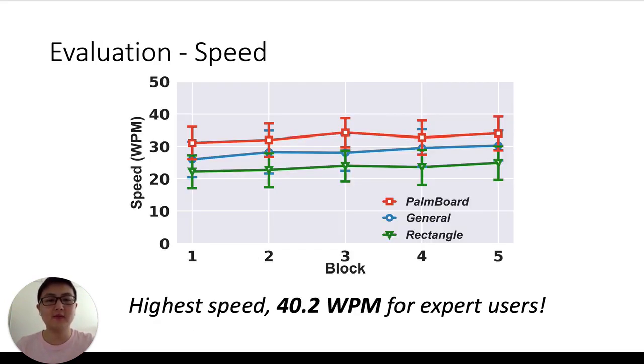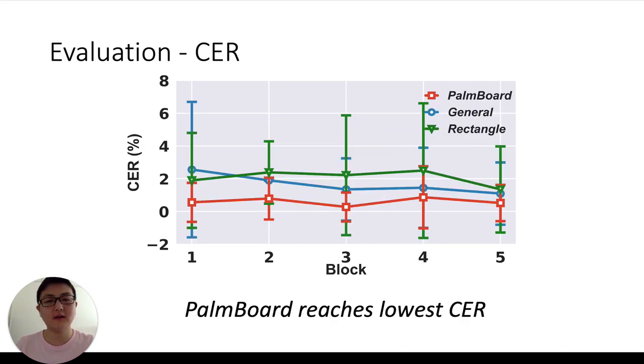We can see that PalmBoard mode achieves the fastest speed with an average speed of over 32 words per minute. Expert users could even achieve 40 words per minute after practice. It was much faster than existing one-handed touch text entry techniques on smartwatches and close to one-handed typing on smartphones. And general mode was faster than rectangle mode. We also calculated the input accuracy using CER. PalmBoard also was still the best, with only 0.6%. Both the speed and CER proved the effectiveness of utilizing force information.